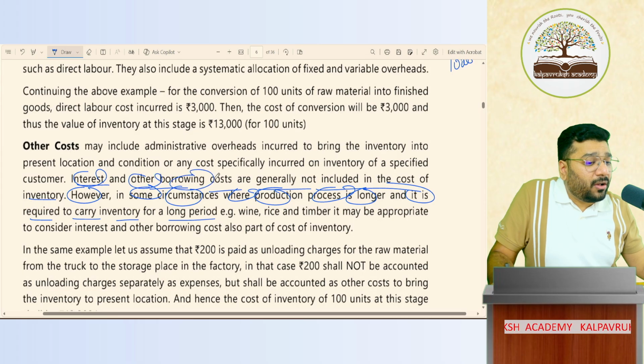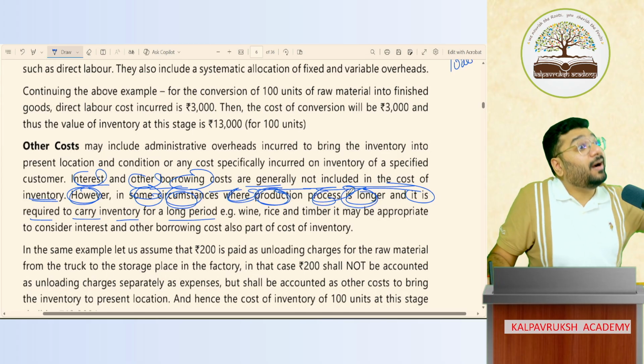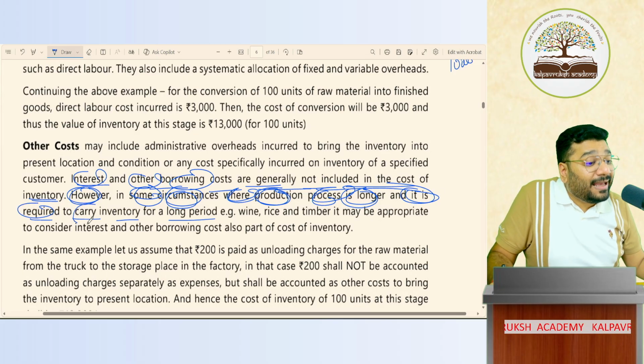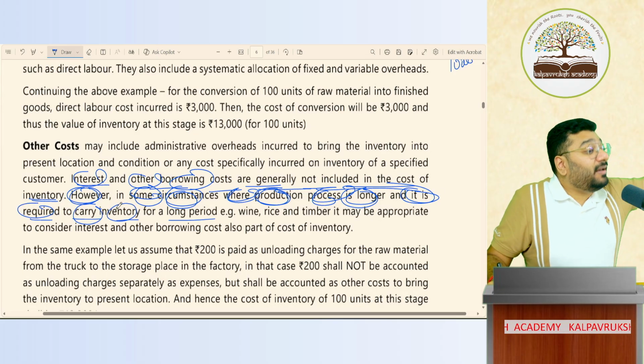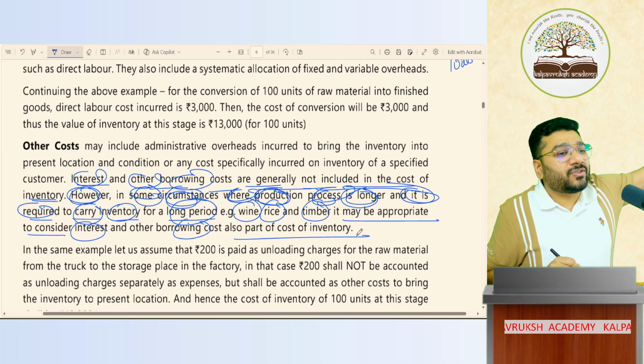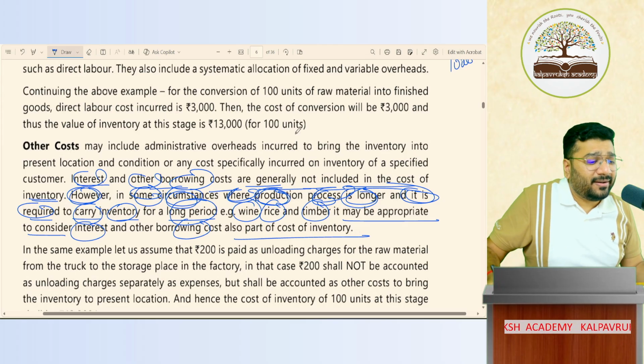Interest and other borrowing costs are generally not included in the cost of inventory. However, in some circumstances where the production process is longer, fermentation process is longer, and it is required to carry inventory, meaning store the inventory for a long period, for example in case of wine, rice, timber, it may be appropriate to consider interest and borrowing cost also part of cost of inventory. Got it, not got it? Tell me.